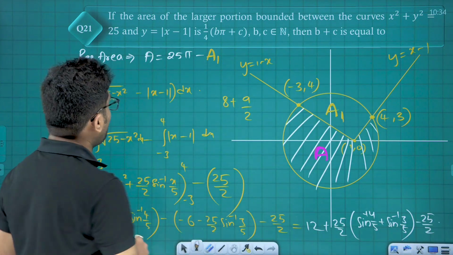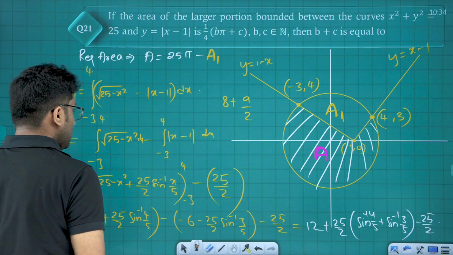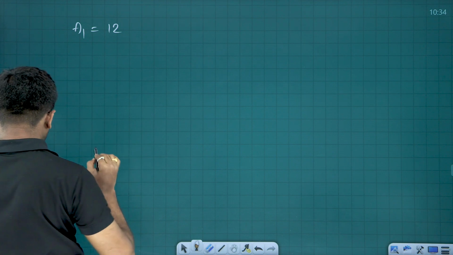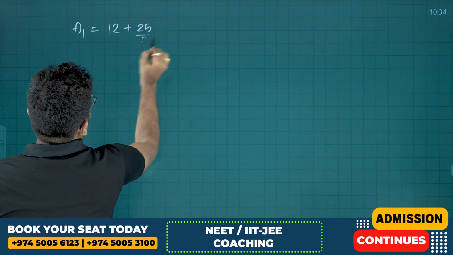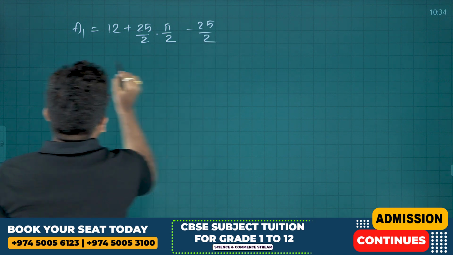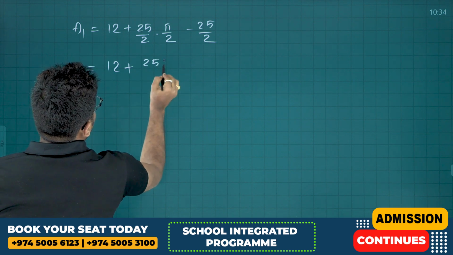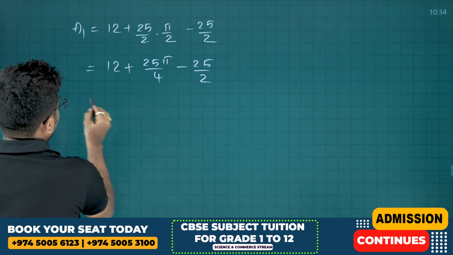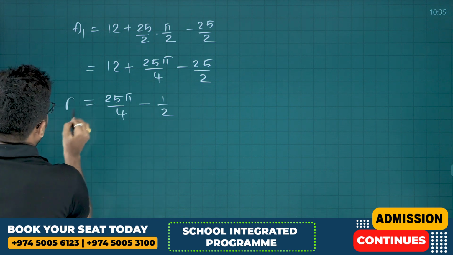So this is nothing but, finally, what is a1 now? a1 is equal to 6 plus 6, 12, plus 25 by 2 into pi by 2 minus 25 by 2. So 12, this is 25 times pi by 4 minus 25 by 2. 12 twos are 24, that is 25 pi by 4 minus 1 by 2. So this is our final a1.